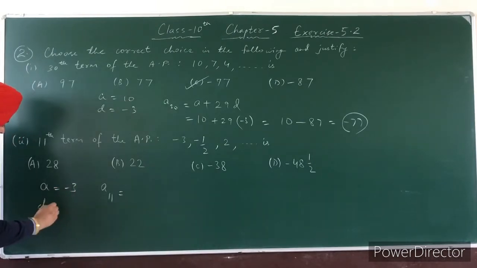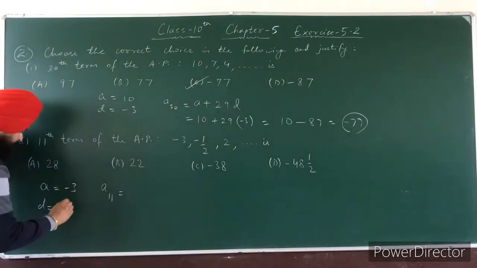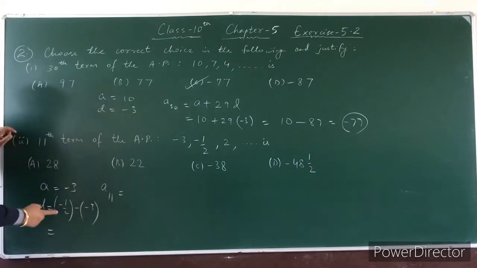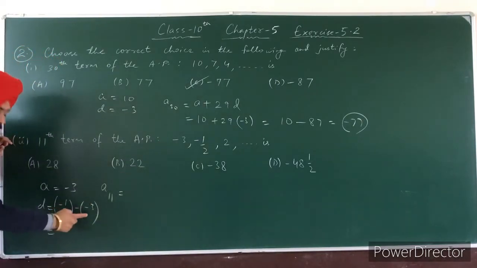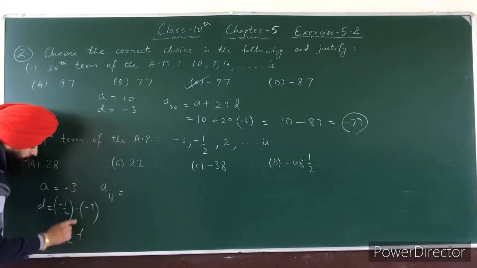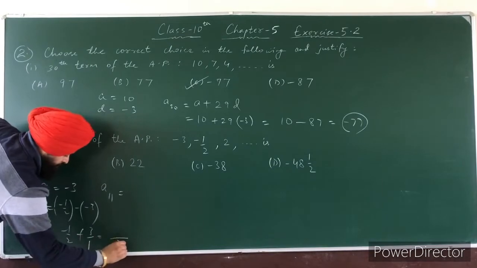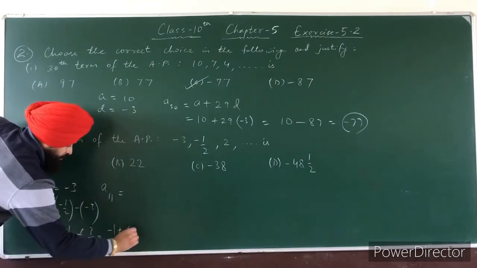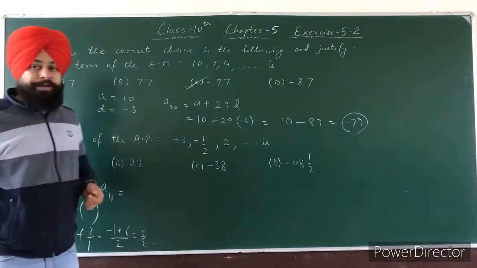And the common difference is how much? It is minus 1 by 2 minus first term. First term is here minus 3. So first open the brackets. Minus minus plus 3. So by taking LCM, it is how much? Minus 1 plus 2 3s are 6. It is 5 by 2. So the common difference is 5 by 2.